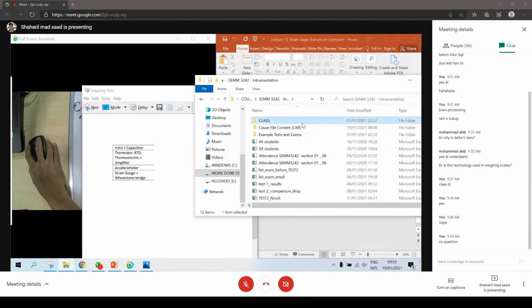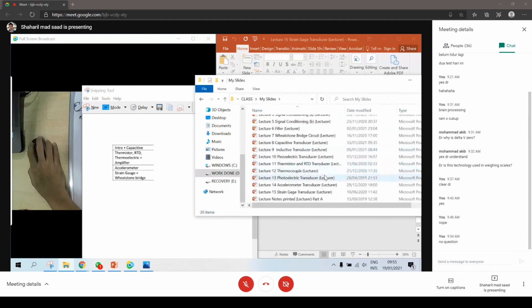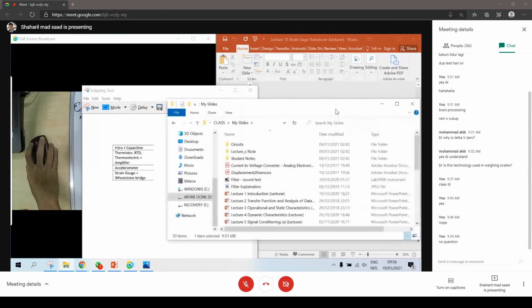If you look at all of this slide, there is one chapter that I did not cover, which is the photoelectric transducer, because this topic is not going to be asked for the exam. I think it is already covered in other subjects like the mechatronic subject. You can read it by yourself. It's just for your knowledge. I will not cover this topic.